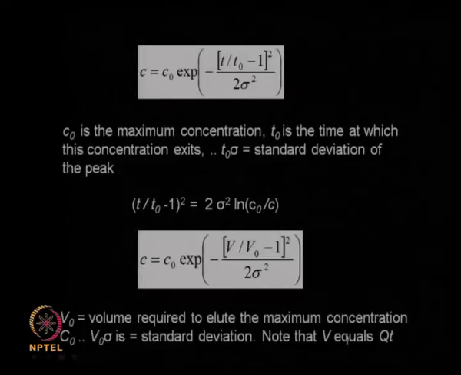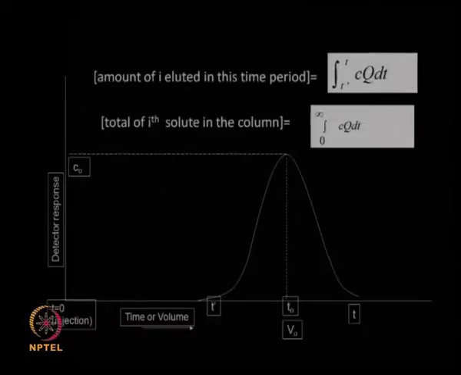So of course note V equals Q into T, Q is nothing but your flow rate, T is your time, V is your volume. These two equations we saw last class, and they arise because we assume the chromatogram to be a normal distribution or Gaussian distribution.